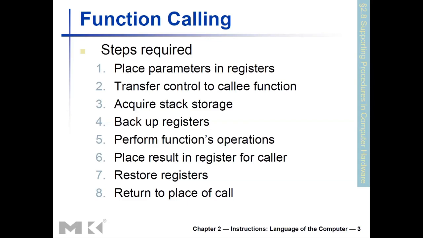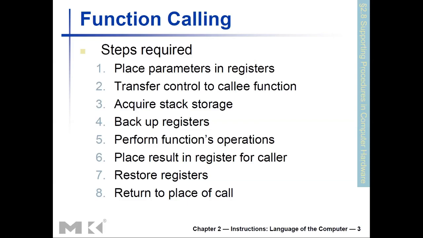The second step is to transfer control to the callee function. Callee and caller, those two terms you should also know. The caller is the function that calls a function, which could be the main function or anything like that. The function that is called, we call it the callee. So you have to transfer the control to the callee function, and then you need to acquire something called stack storage. That also we'll look at.